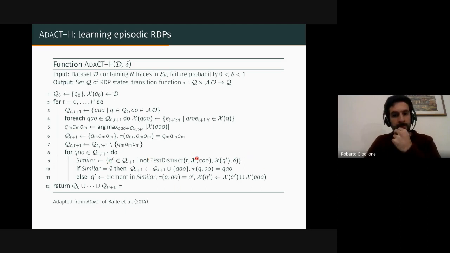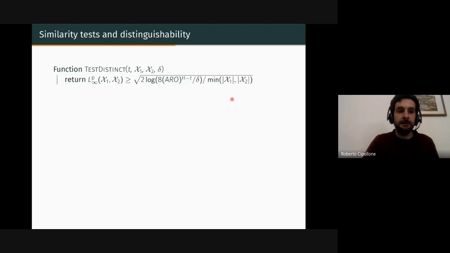So we need to talk about the test here. How do we compare actual states? We know we need to test the empirical distributions over suffixes with the L infinity prefix, but we do need some interval here, and that's the expression explicitly. Now, if two states are actually the same, they should be merged. This one would return false if the bound is correct. But if they are distinct, they should have different distributions. Otherwise, they will be merged.